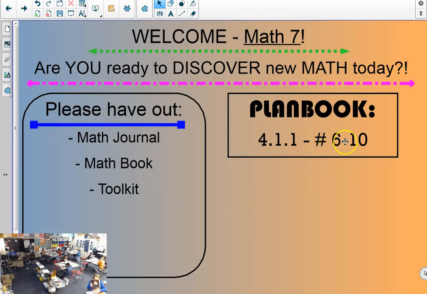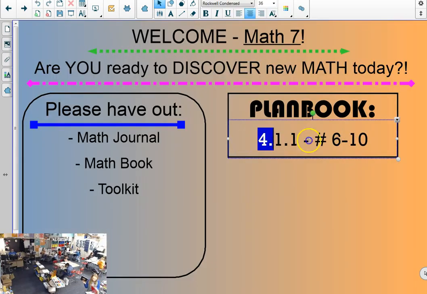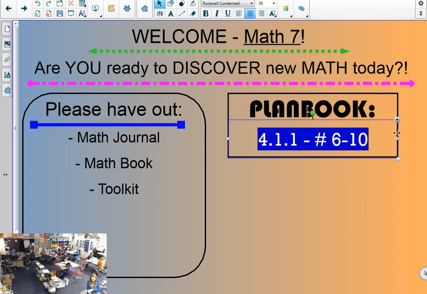So let me make sure the homework shows up in here. I want to remind you guys, because I've been having this conversation with a few people, if it's in the plan book box, it goes in your plan book. So you are not just writing 6 through 10. You're writing 4.1.1, number 6 through 10, so there's no confusion on what section your homework comes from, where it is, or when you go to use Homework Help or the online textbook, then you also know what section to click into. So make sure you write down everything highlighted in blue right now.